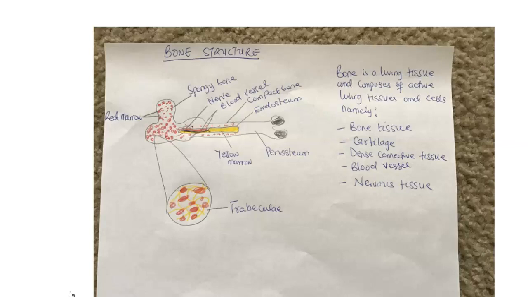The active living tissues or cells we find in our bone are the bone tissue. We have the cartilage. Cartilage is a flexible connective tissue that keeps joint motion fluid by coating the surfaces of the bones in our joints and by cushioning bones against impact. We have the dense connective tissue, we have the blood vessel, and we have the nervous tissue as well.